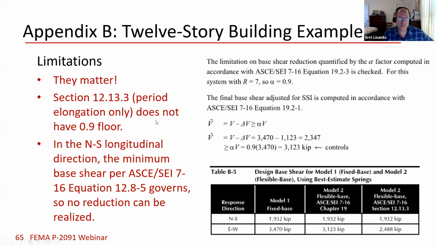So the limitations matter. It turns out, ironically, in the north-south direction, there's yet another rule in ASCE 7. This doesn't have anything to do with SSI. It's the floor. That building was tall enough that the lower bound on your base shear equation actually governed, so don't waste your time on that one if you realize early on that that's actually your situation.